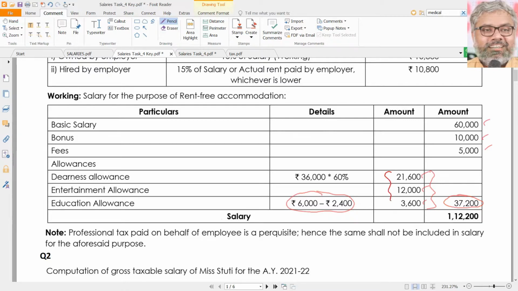Do we need to do this segregation allowances, etc.? Not required. No need of a separate column. This can be just ignored. Straight away, these amounts can be written here. But point is, you have to show the computation of salary very clearly and show the total of what is salary for the purpose of valuation of rent-free accommodation. And as I already told, professional tax here paid by employer on behalf of employee is a perquisite, so it should not be included here. Very clearly, it has to be known and noted and applied.